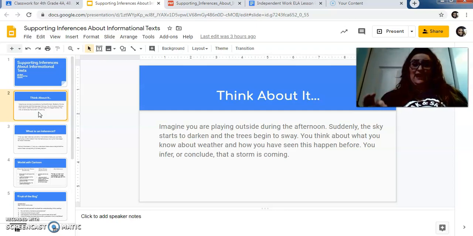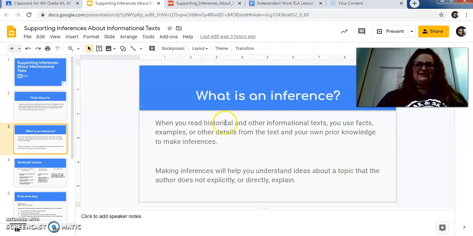So using what you have in front of you, the text, but also using your background knowledge and other experiences that you've had about whatever it is you're experiencing, and using that to make a decision or some kind of conclusion, that's an inference. So this is the exact definition of an inference. When you read historical and other informational texts, you use facts, examples, or other details from the text and your own prior knowledge to make inferences. Making inferences will help you understand ideas about a topic that the author does not explicitly or directly explain.